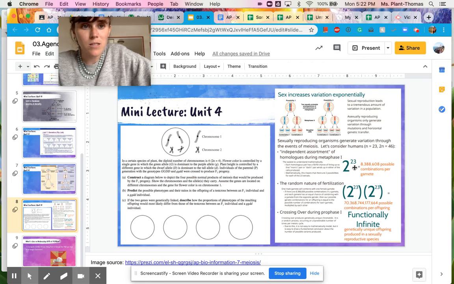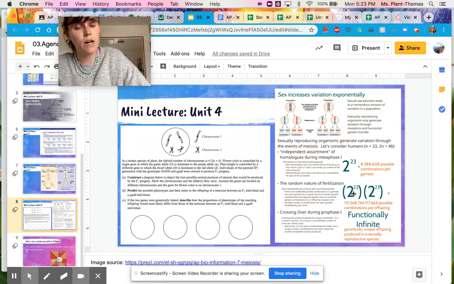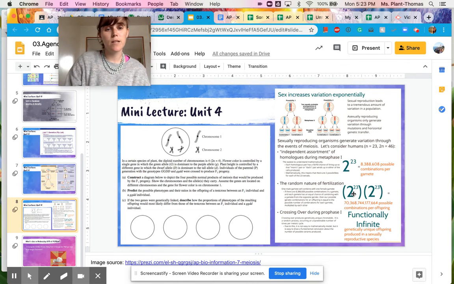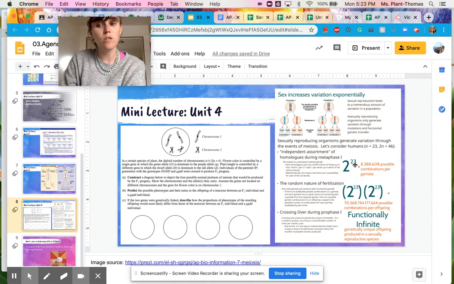And what this means is that if we think about sexual reproduction, taking one individual's eggs and combining them with one individual's sperm, we end up with a functionally infinite amount of variety in the outcomes. This is the reason that siblings can look so different from each other. This is, again, independent assortment, which I'd recommend you review if you don't remember what that is. Independent assortment makes there be 2 to the 23rd possible combinations.